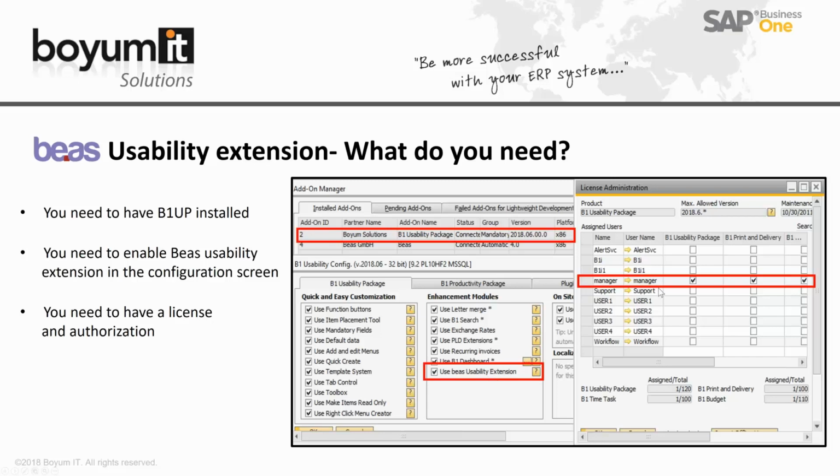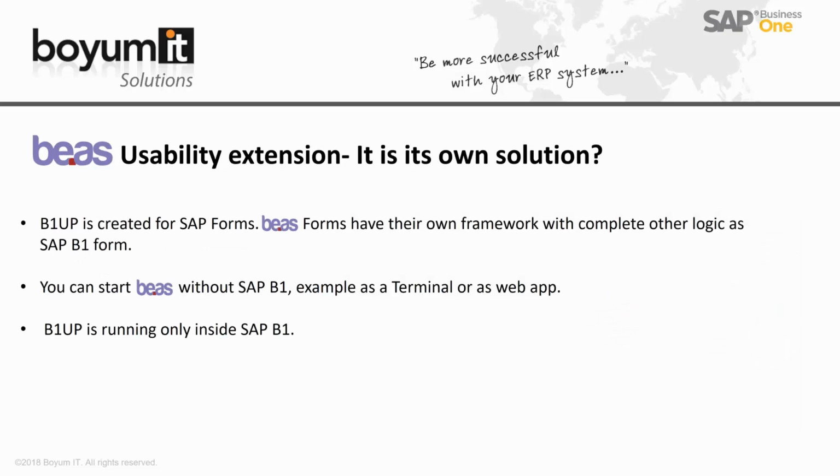And of course you need to have a B1 usability license, okay, and authorization, of course. So it is within the usability package, but you need to turn it on and you need to have a license to get the features on the BEAS side.